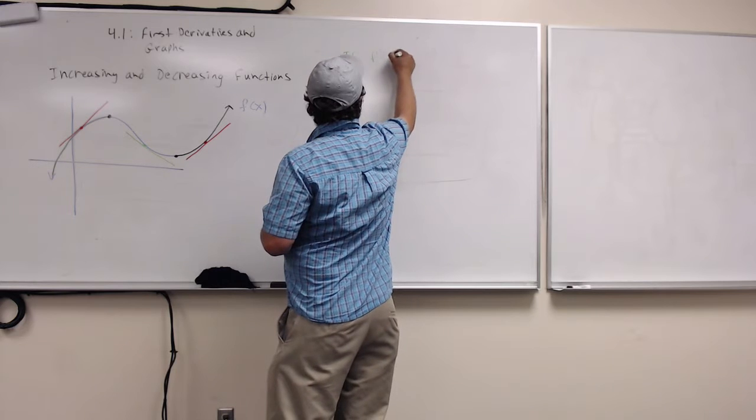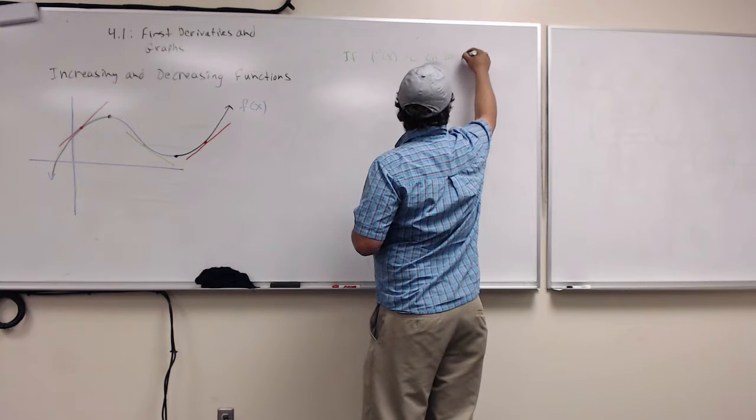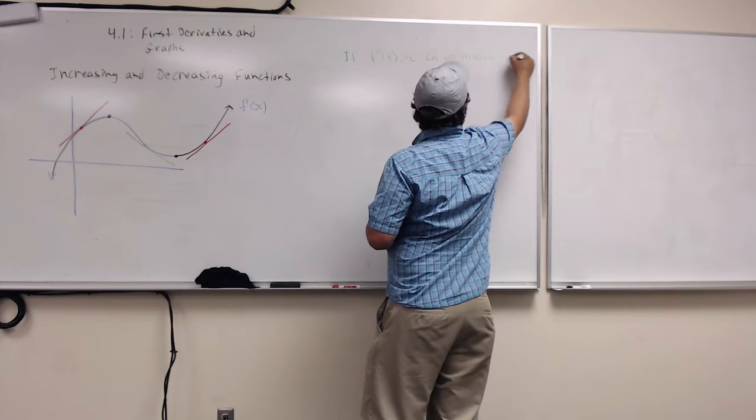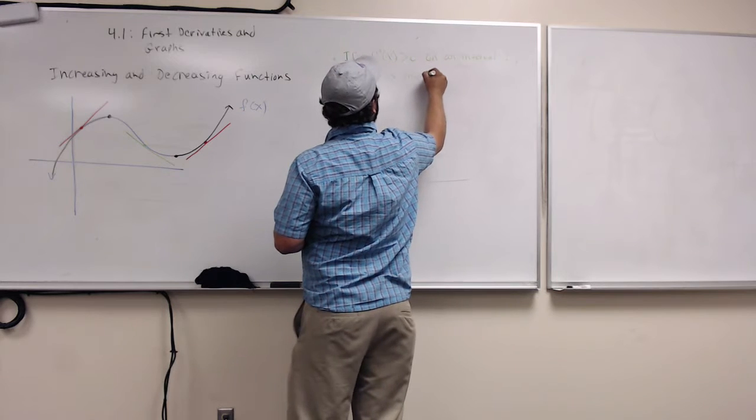If f prime of x is greater than 0 on an interval I, then f is increasing on that interval.